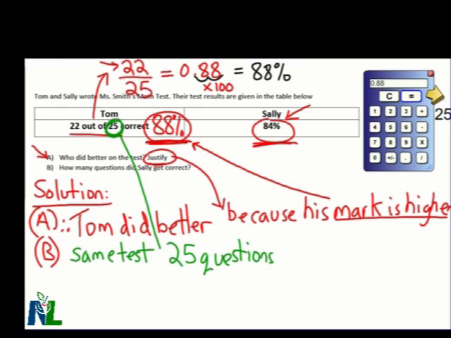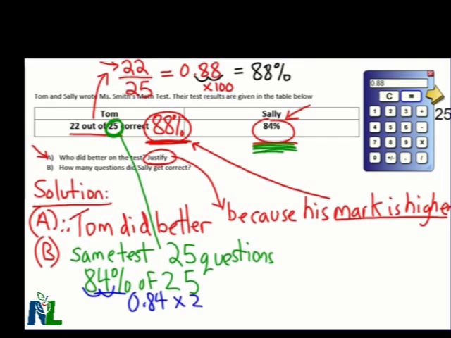So we know Sally had 84% of her test correct. So we need to find 84% of 25. And when you're finding a percentage of a number, you convert your percent into a decimal by dividing by 100, which has the effect of moving the decimal place 2 to the left. So you get 0.84 multiplied by 25.